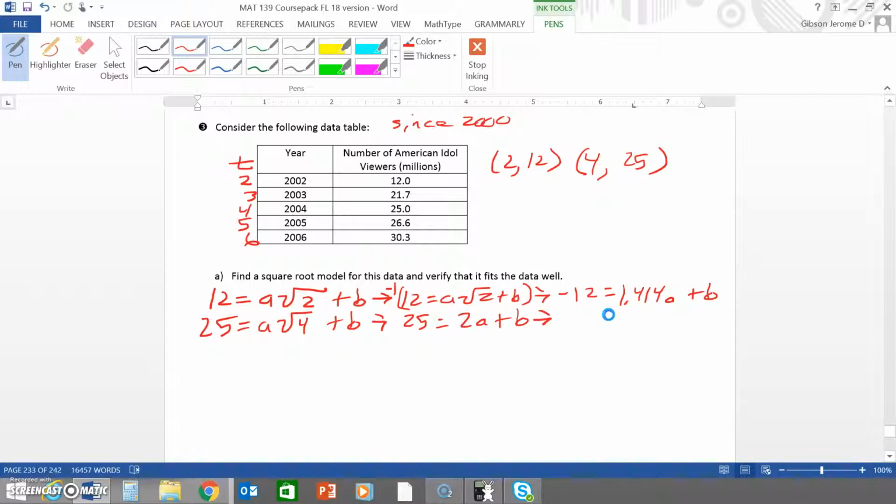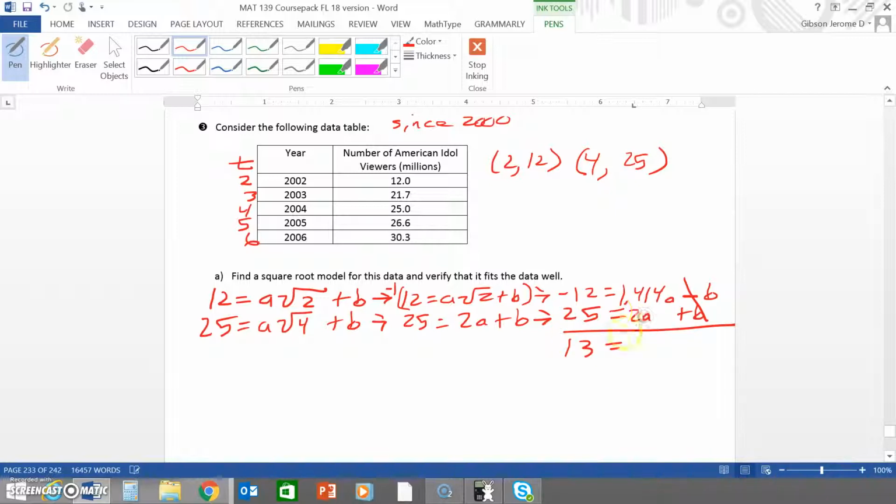And this leads to here, we had 25. Well, actually, I'm sorry, these both should be negative. Remember, we multiply by -1. So this is -1.414A, and then this is still equal to 2A plus B. Now these B's will cancel each other out. -12 plus 25 is 13.